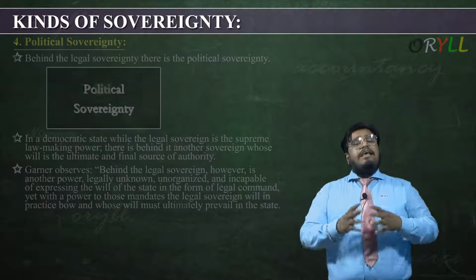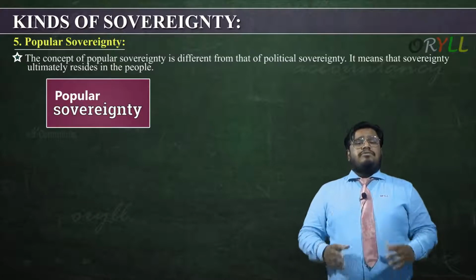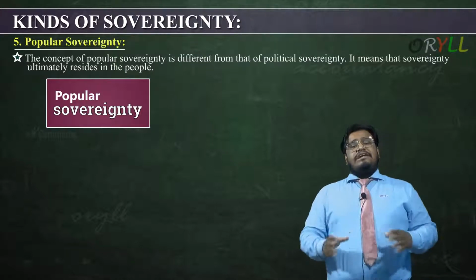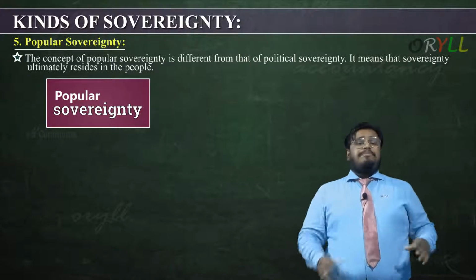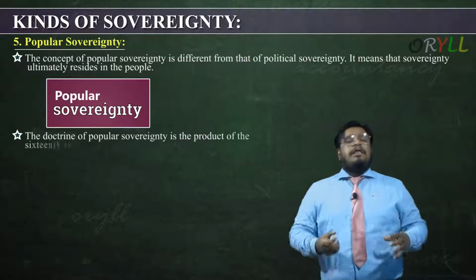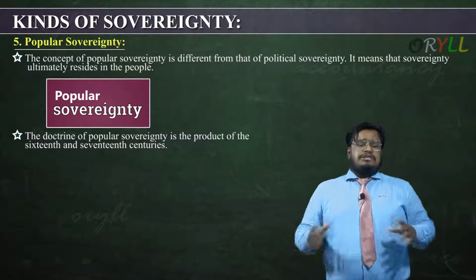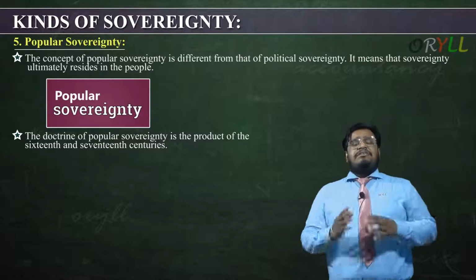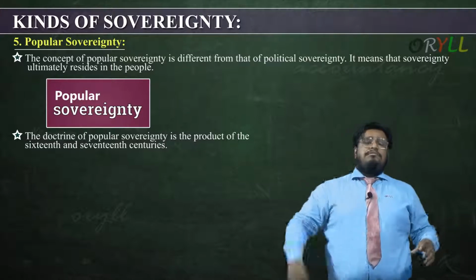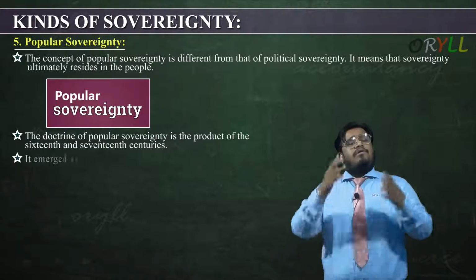Let's understand the fifth point, that is popular sovereignty. The concept of popular sovereignty is different from that of political sovereignty. It means sovereignty ultimately resides in the people. That means popular sovereignty is always the power that resides in the hands of the people. The doctrine of popular sovereignty is the product of the 16th and 17th centuries. During that time the Rajas and Maharajas were taken away with democratic government, and that's the time when people understood that their sovereignty is the most important form of sovereignty.